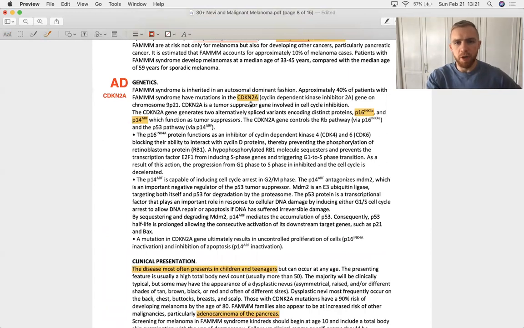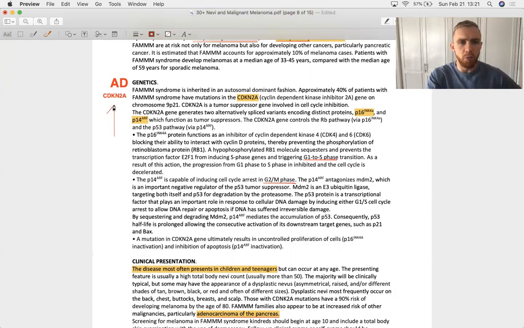What's the gene involved? Cyclin-dependent kinase inhibitor 2A, which produces both the P16 and the P14 proteins. Those are guardians of the genome, tumor suppressor genes. They are going to stop cell cycle progression forward. If you want to get really specific, the P16 gene blocks G1 to S transition, but the P14 gene can also block G2 to M transition.